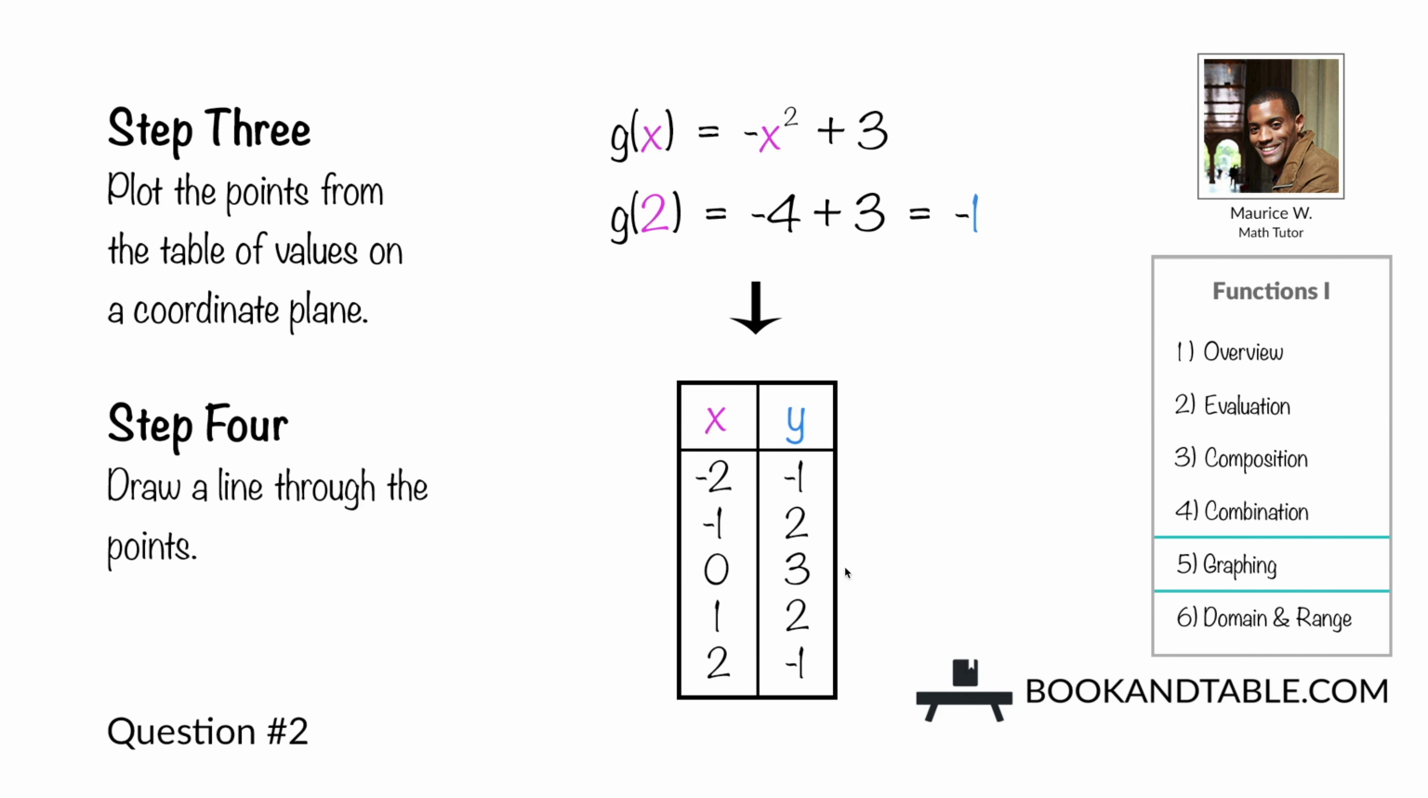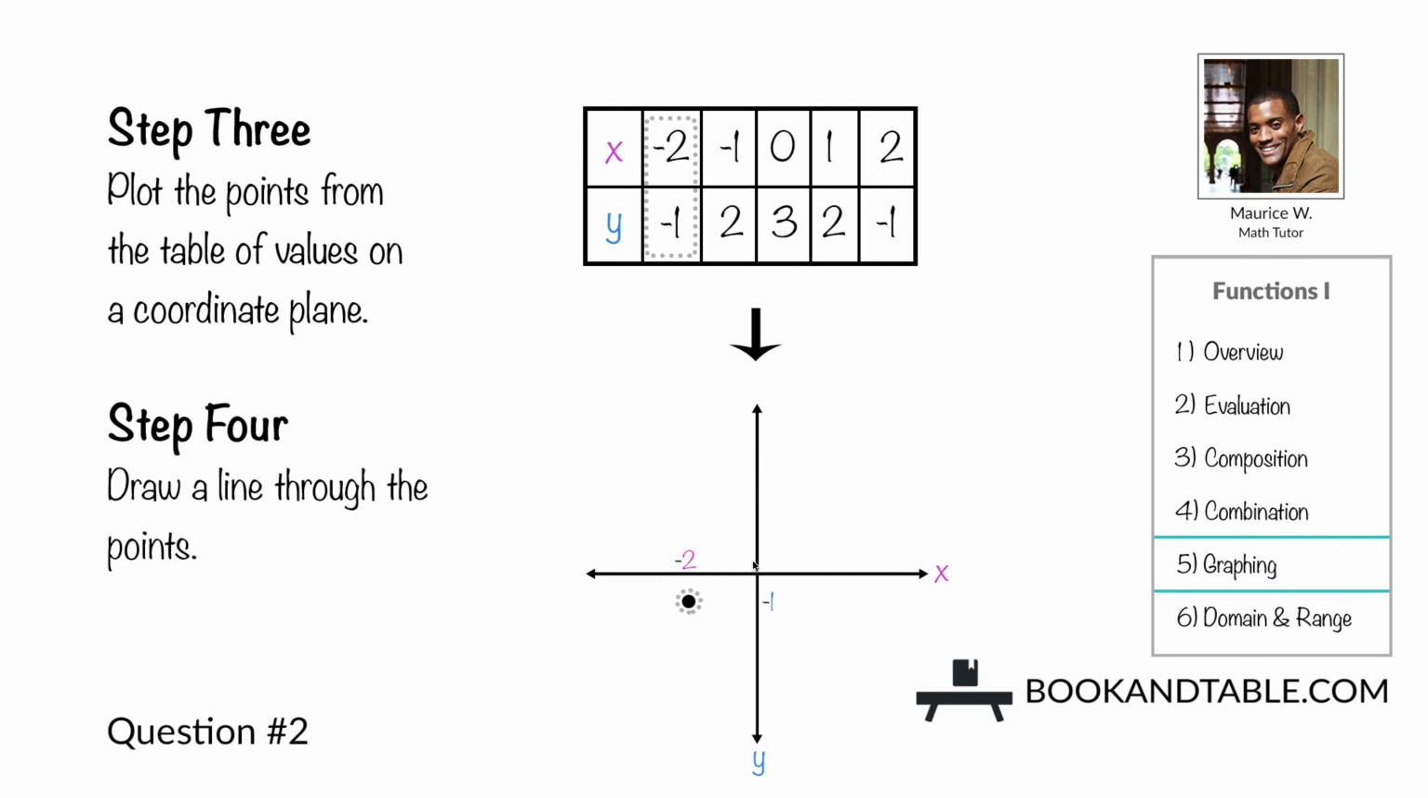And now that we have the 5 points that we are going to use to sketch the function g of x, the third step is to plot these points on a coordinate plane and then draw a line through them. So the first point is negative 2, negative 1. The second point is negative 1, positive 2. The third point is 0, 3. The fourth point is 1, 2. And the fifth point is 2, negative 1.